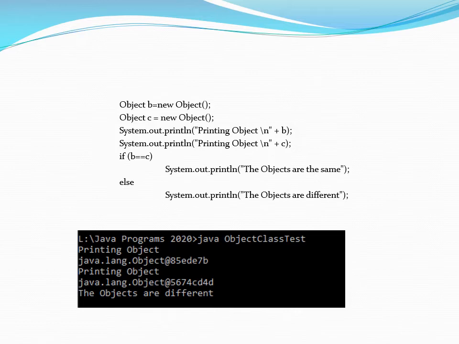Now both the equals and the toString method, when we try to use them with other objects, are inherited by any other class that we create.